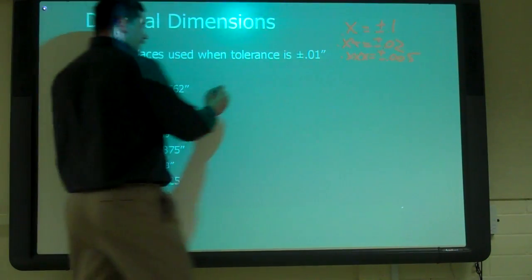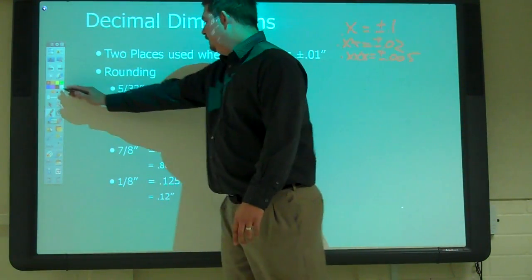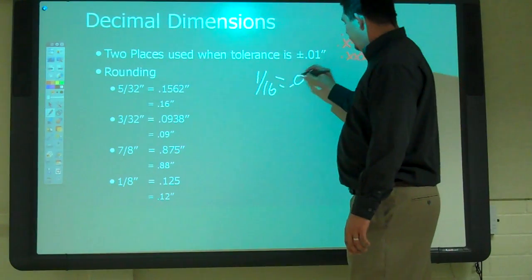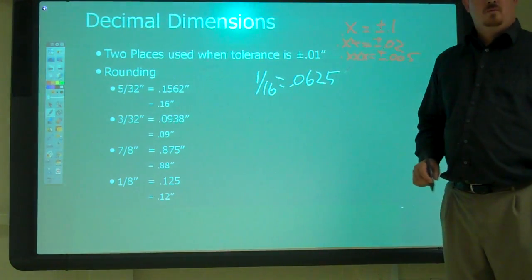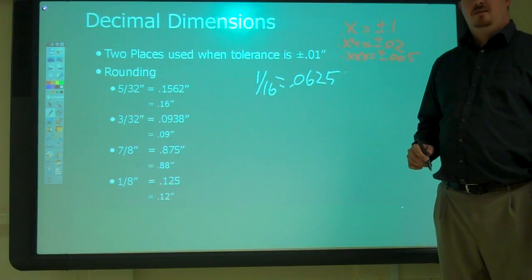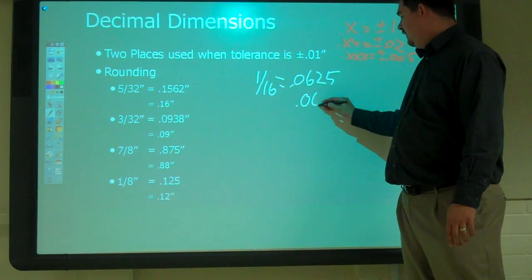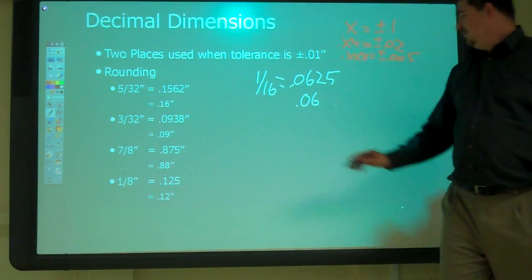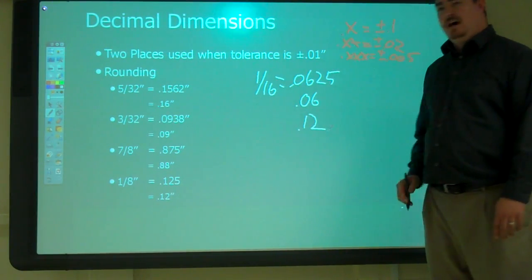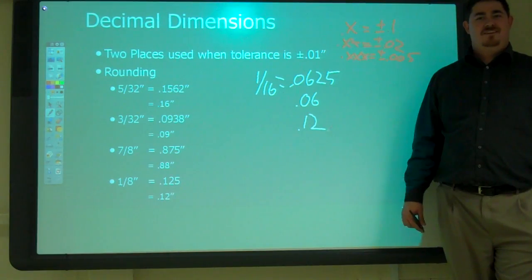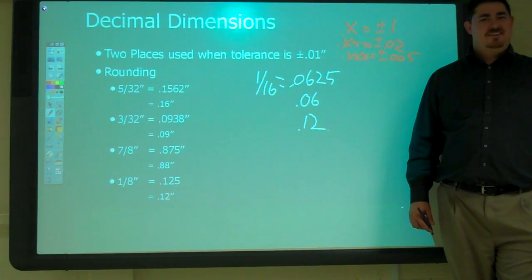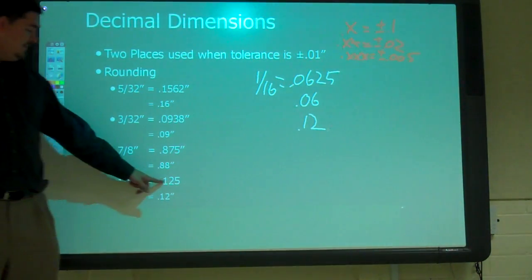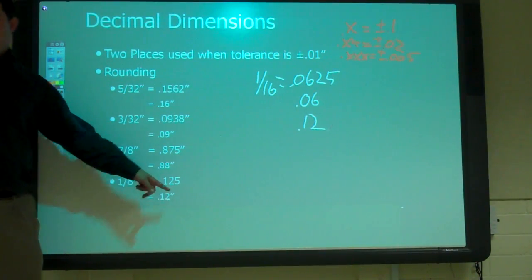So let's look at this. What's half of an eighth? A 16th, right? 0.0625, right? What's that when we round it to two places? It's 0.06, right? What's twice 0.06? 0.12. It's not 0.13. See the logic there? So if in your rounding spot there is a 5, you make it the even number.